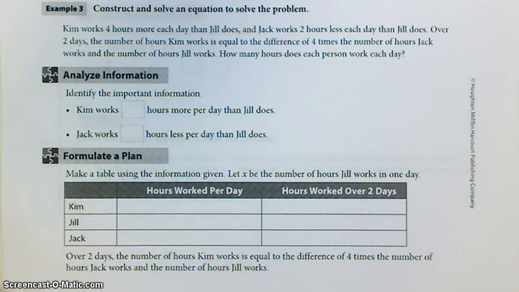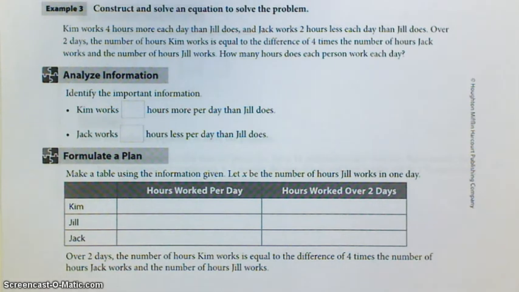All right, so we've got Kim works 4 hours more each day than Jill does. Jack works 2 hours less each day than Jill does. Over 2 days, the number of hours Kim works is equal to the difference of 4 times the number of hours Jack works and the number of hours Jill works. How many hours does each person work each day?